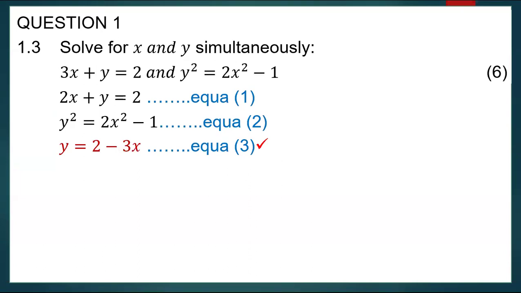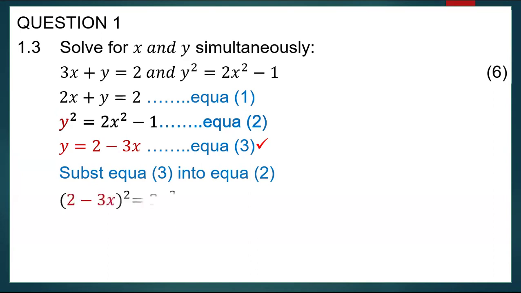Then you're going to take equation 3 and substitute it into equation 2. So in equation 2, wherever there's y, you're going to substitute 2 minus 3x. Remember, when you do your substitution, put your substitution in brackets.